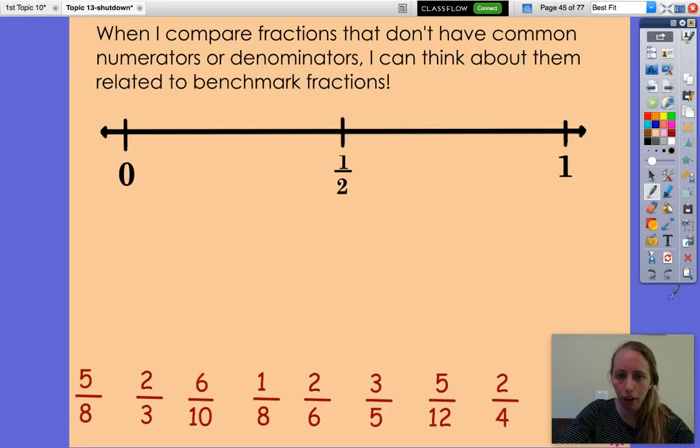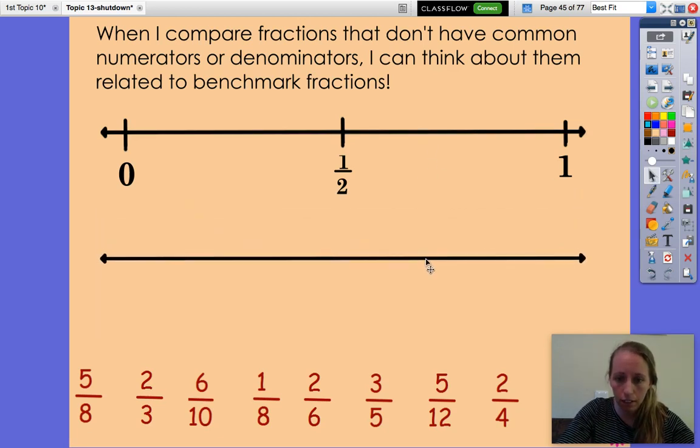When I compare fractions that don't have common numerators or denominators like we've been doing, I can think about them related to benchmark fractions. So what I like to do is create my own benchmark fractions underneath and figure out where they would be placed. We have 0 and we have 1, and 1/2. I'm actually going to erase those. Say we wanted to pick the number 5/8. We have to figure out where on this number line it would go.